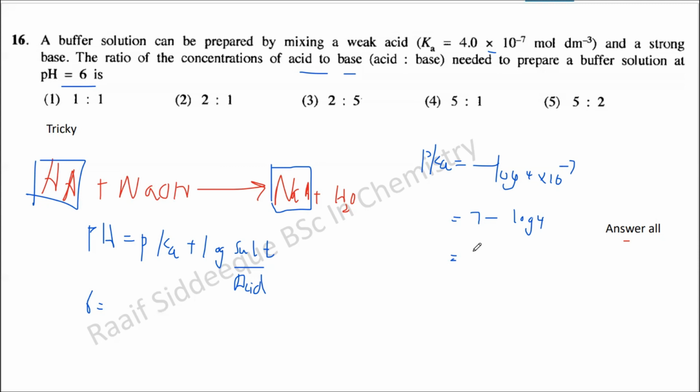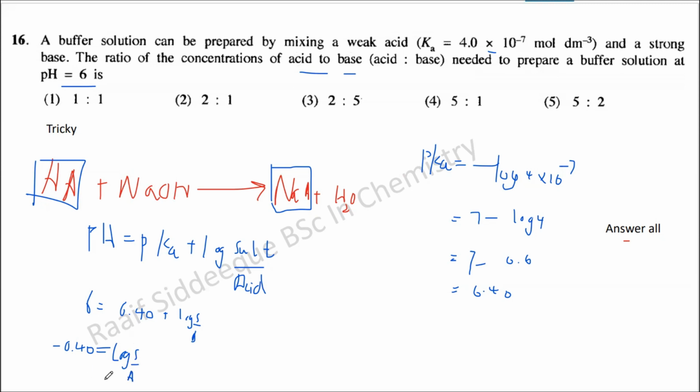So log 4 is 0.6, and my value becomes 6.4. So pKa is 6.4 plus log of salt over acid. But here they have asked about acid over base, so first we'll consider this one. You can imagine the values here: minus 0.4 is equal to log of salt concentration over acid concentration.